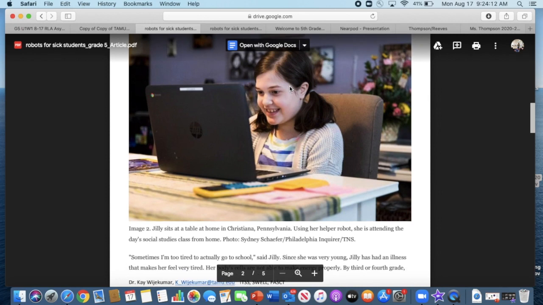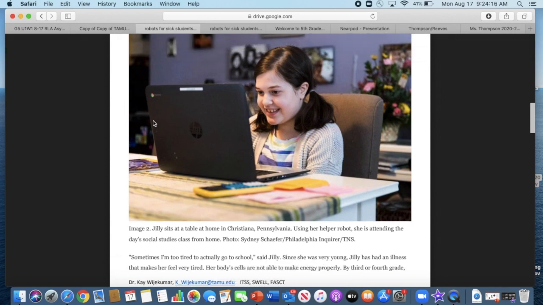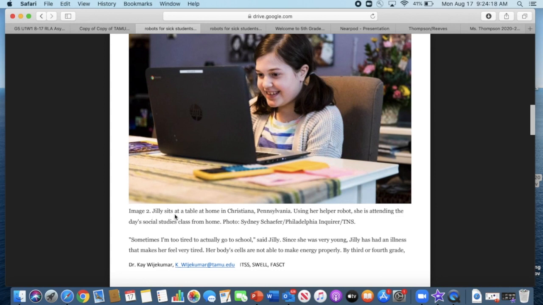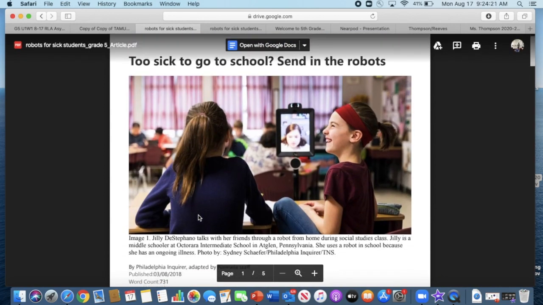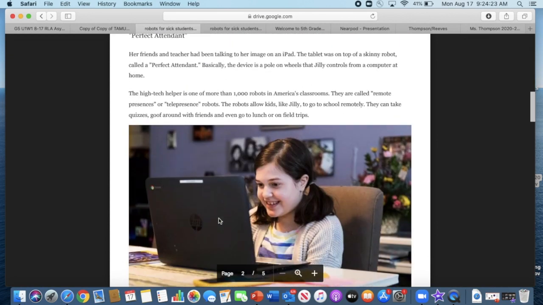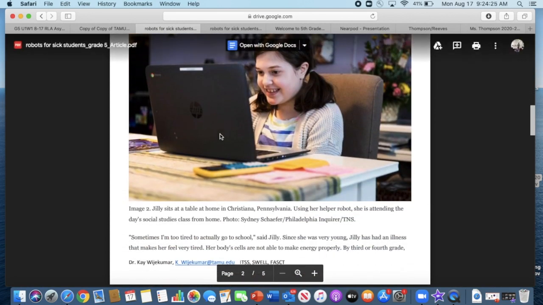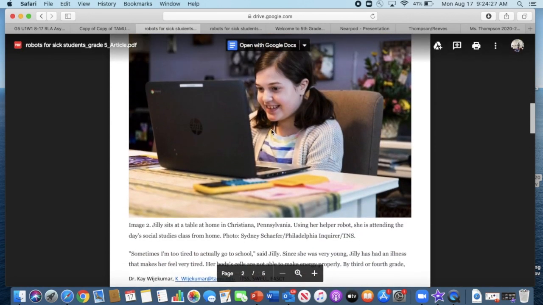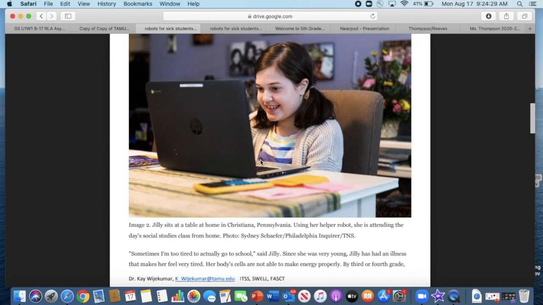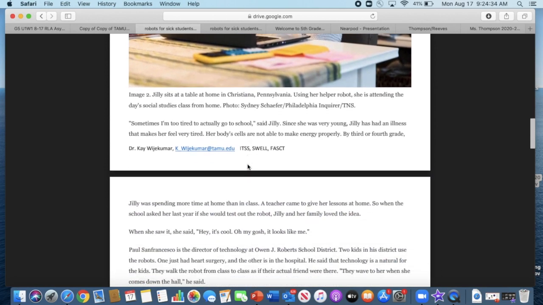And then it looks like we have a text feature here. So this is an image, and then the image even has a description. I believe the other one did too. We just didn't go through it. So this is image 2. Looks like Jilly's at a table at home, possibly doing some schoolwork and talking with friends through that robot.